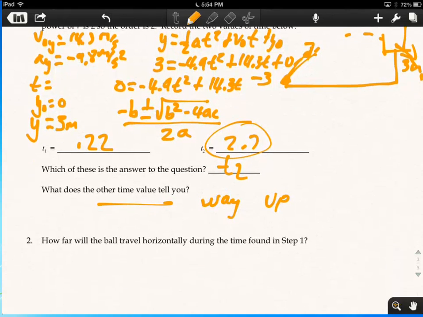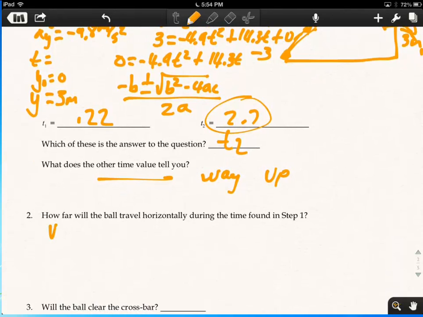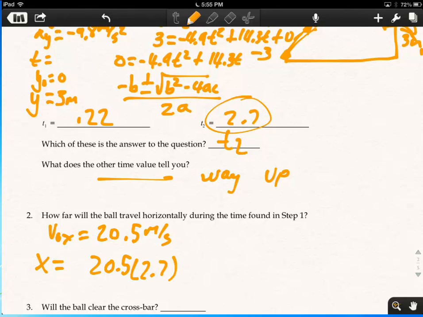Cool. How far will the ball travel horizontally during this time? Well, we know the initial velocity in x. In fact, the entire velocity in x is 20.5 meters per second. So if we take our 20.5, we're just doing this equation again, x equals 1/2 at squared plus v naught t, but there is no acceleration, so it's just v naught times t, 2.7. We get that the ball travels 55.35 meters.